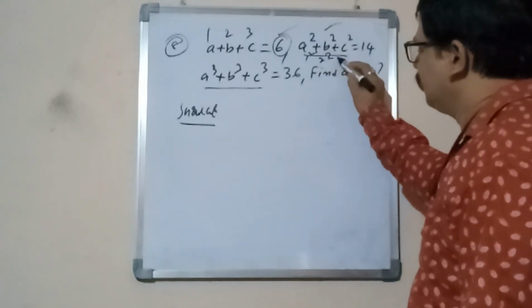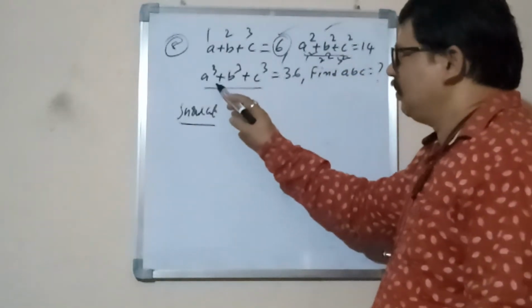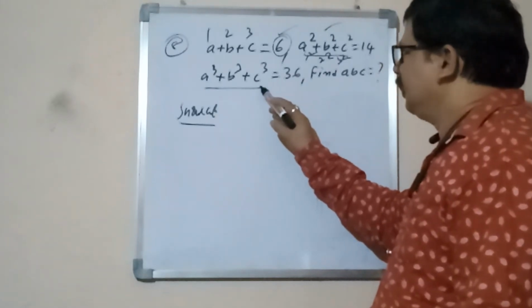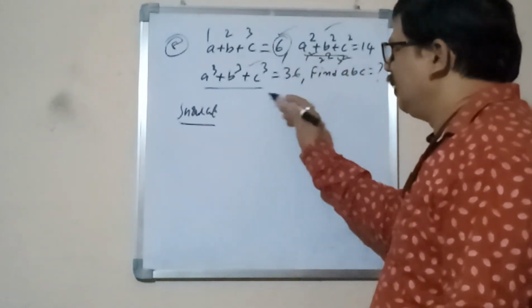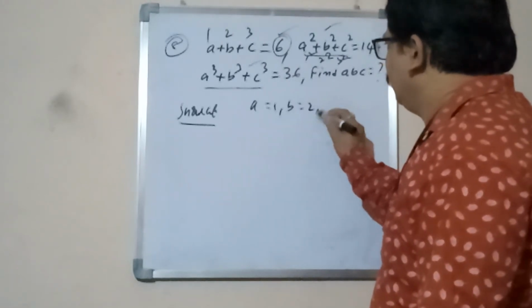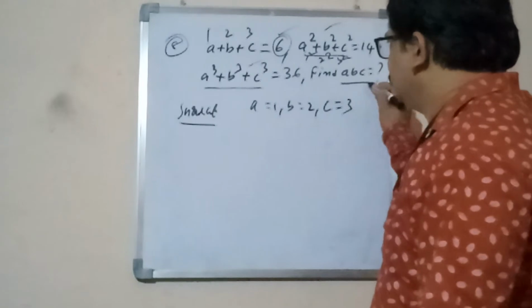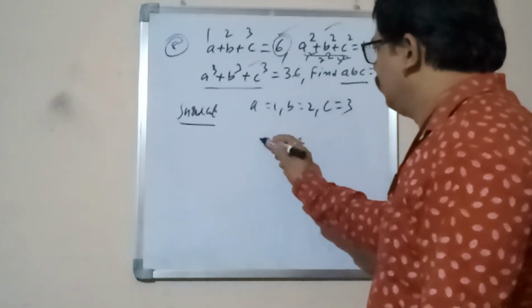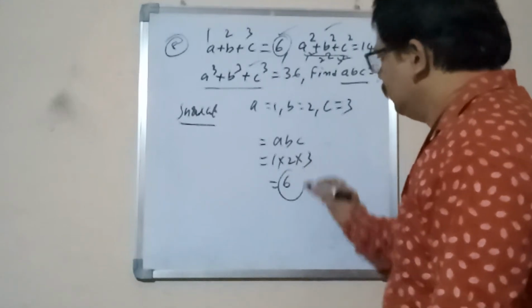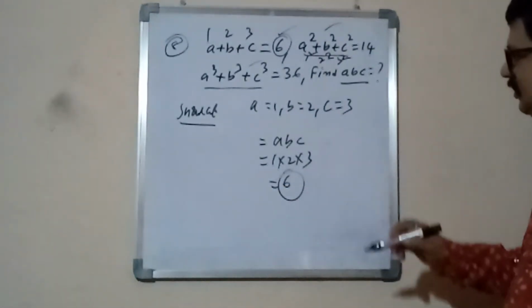Here also, 1 cube, 2 cube is 8, 3 cube means 27, total 36. Good. Now a value is 1, b value is 2, c value is 3. Just substitute in abc: 1 into 2 into 3 equals 6. The answer is 6.